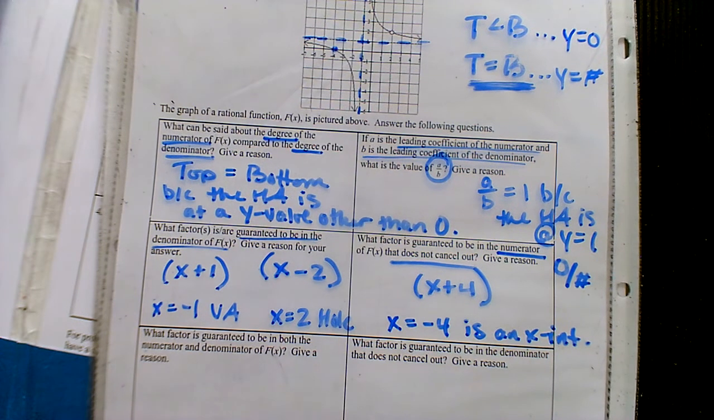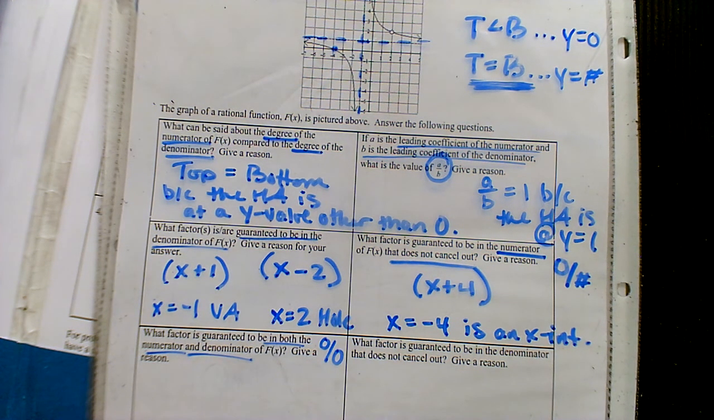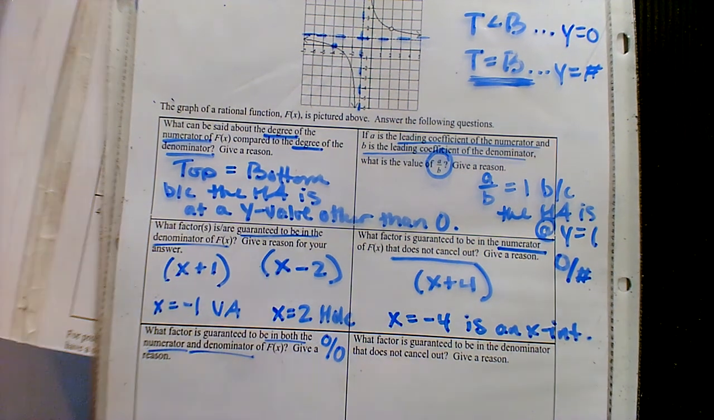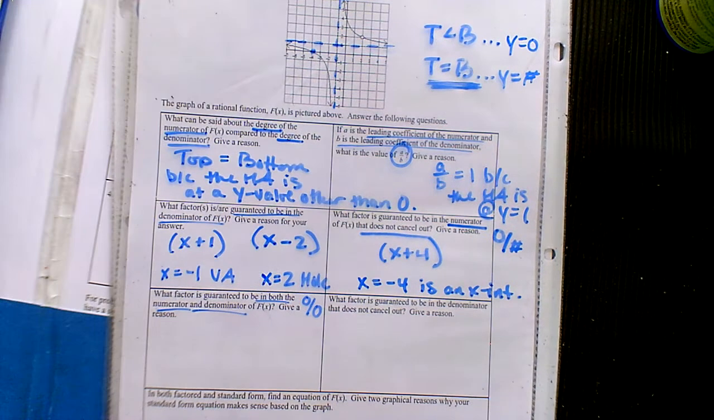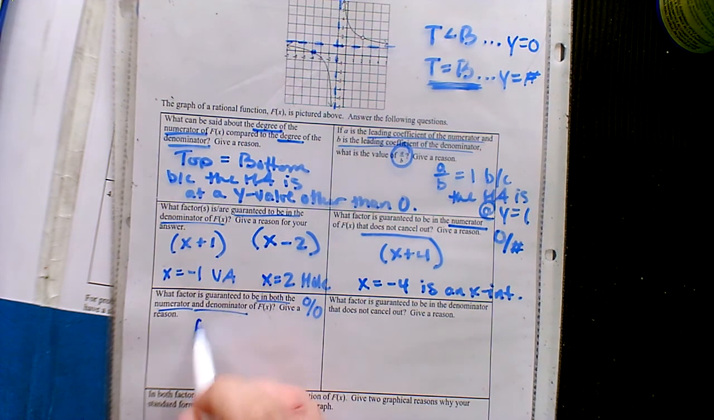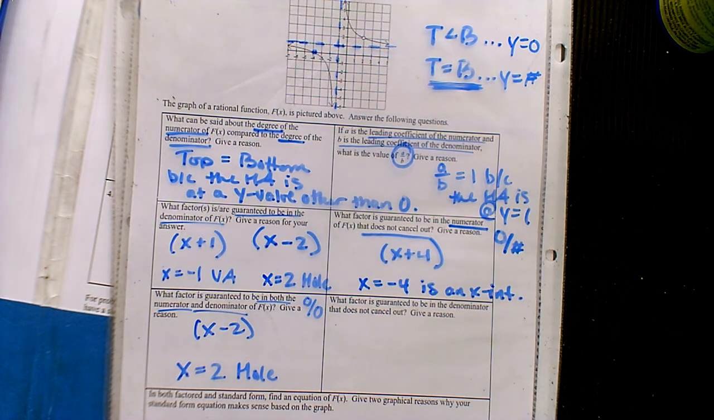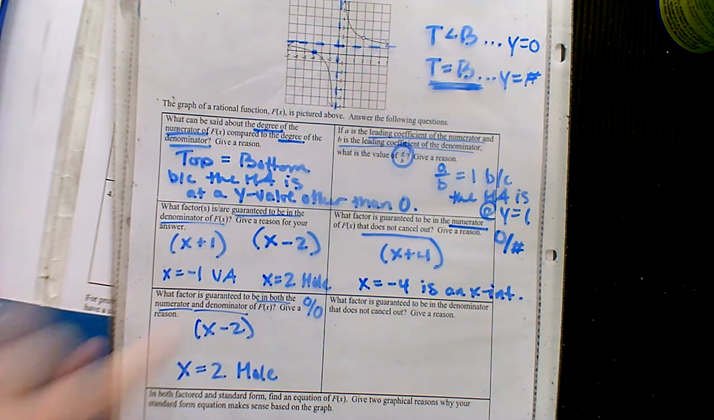All right, next one. What factor is guaranteed to be in both the top and the bottom? So if it's a factor in both places, that's kind of signifying a 0 over 0. Can we find it? Same idea, Olivia? There we go. Why? That's a hole. There we go. All right, so 0 over 0, we talked about how that's kind of signifying a hole location. So the related factor would be x minus 2.